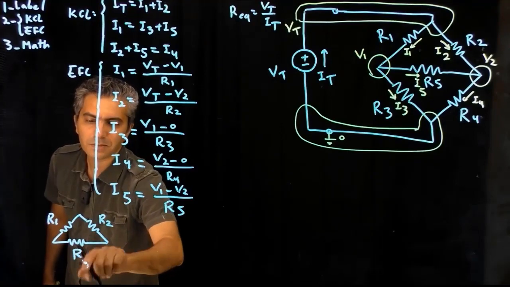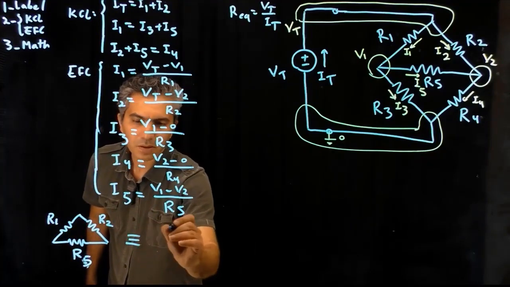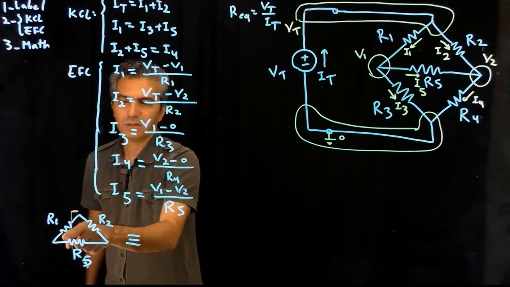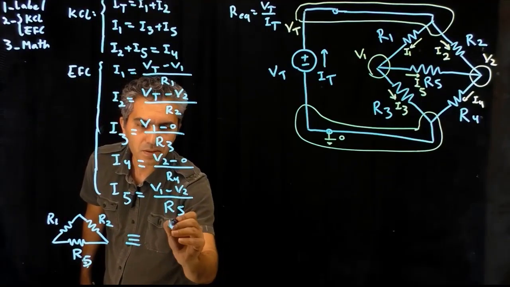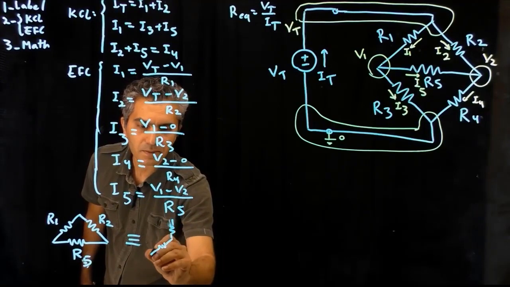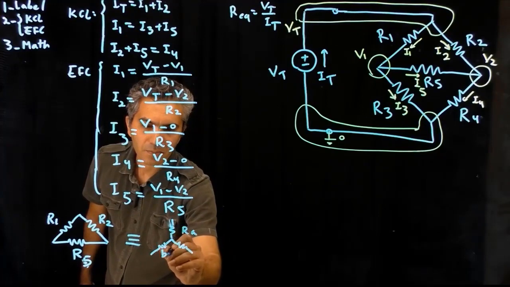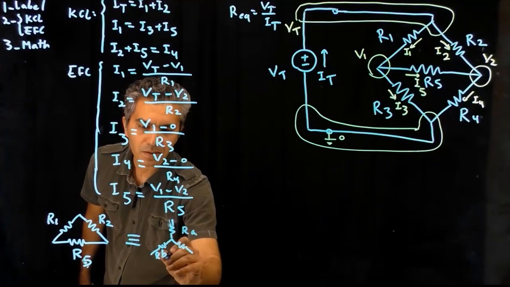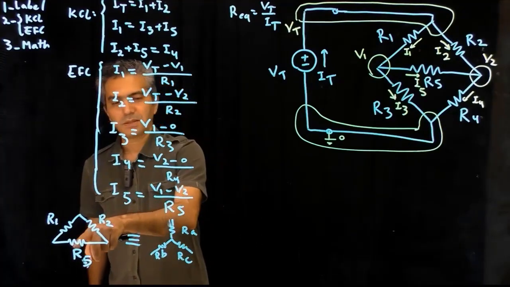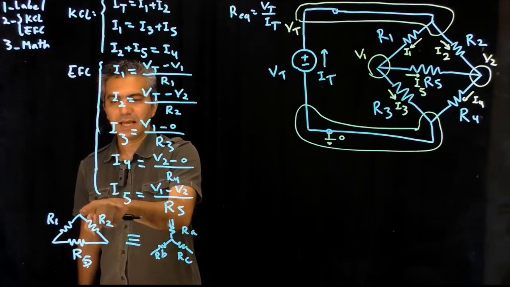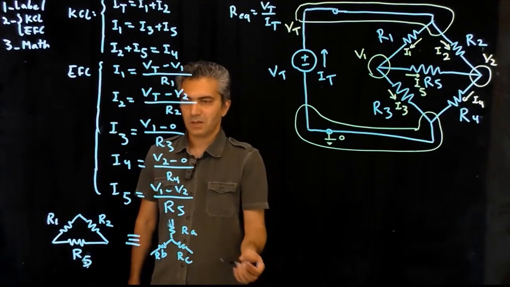Connected to each other like this. There's this equivalency where you can turn a connection of resistors like that to a connection of resistors like this. I'm going to call that RA, RB, and RC. Okay? There's a name for this. This is called the delta to Y transformation.